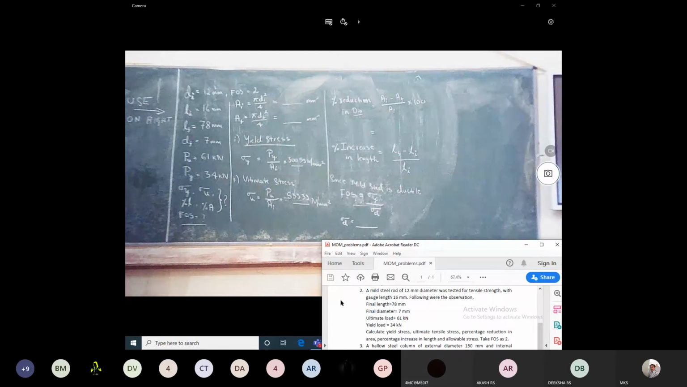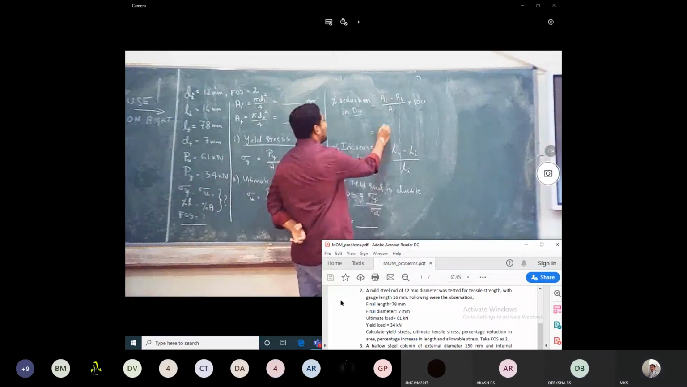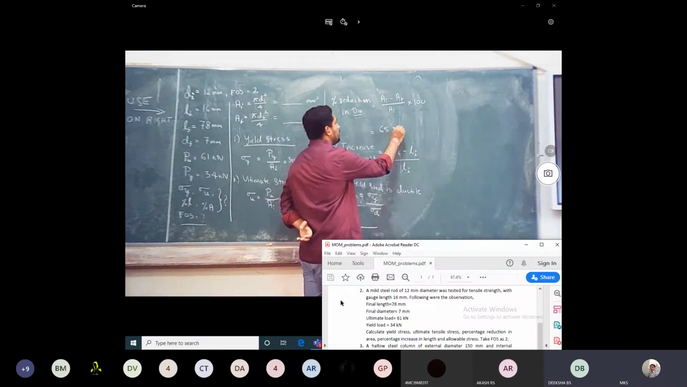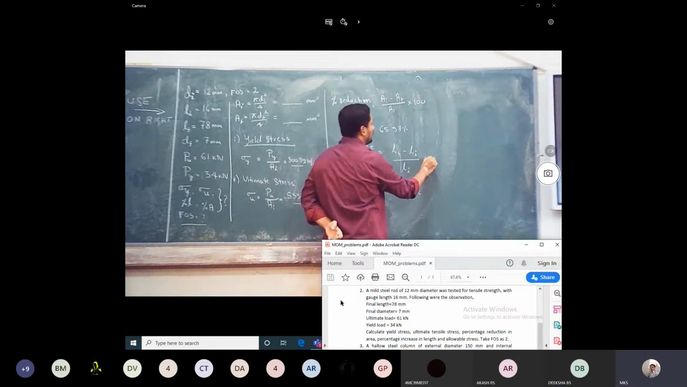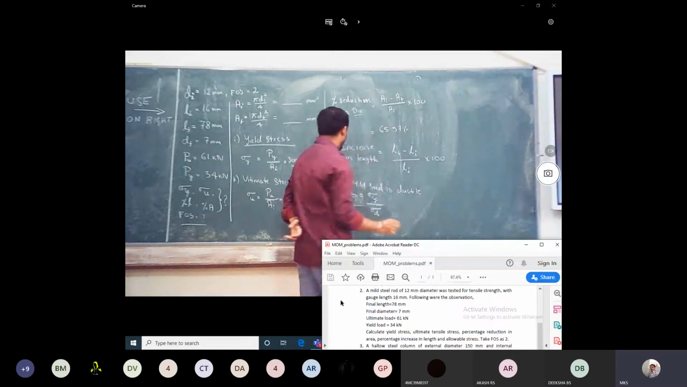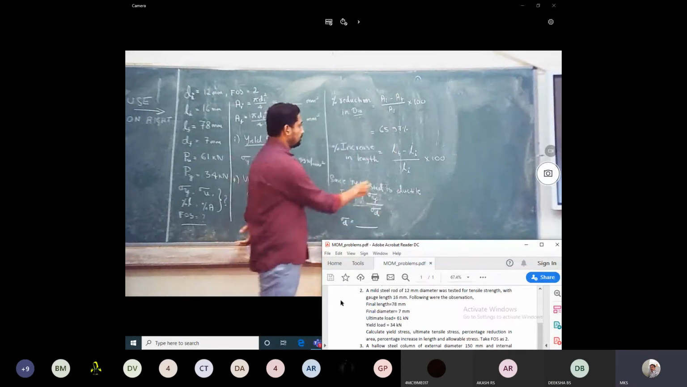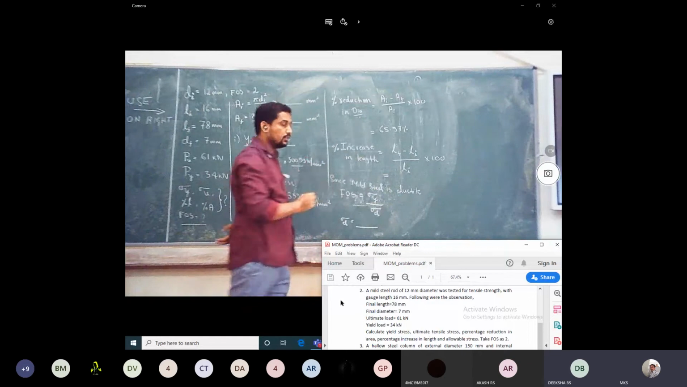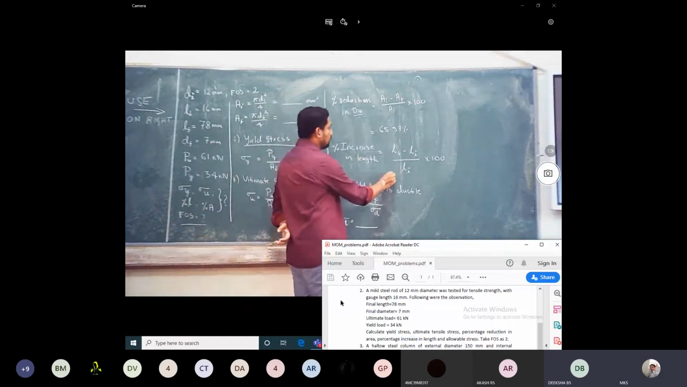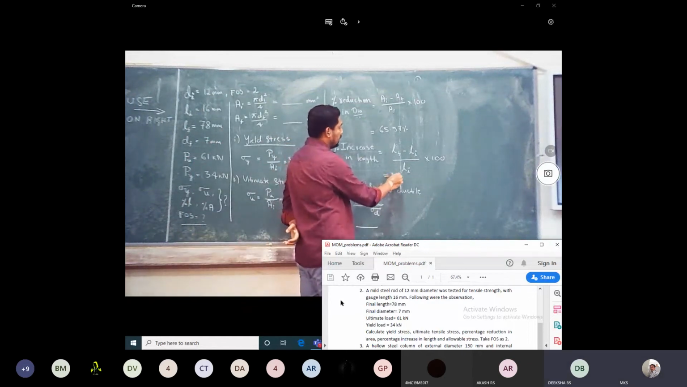$193.9. Percentage reduction in diameter is percentage only. It is 65.9. 65.97%, 65.97% into 100 mark. So increase in length, how much? 387.5. Percentage.